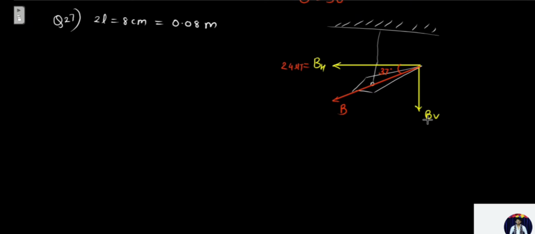We need to find out a vertical component. So here you can use tan of I, which is equal to BV upon BH. So BV will be equal to tan of I, that is tan of 37, multiplied by BH, which is given, so 24 into 10 raised to minus 6. So from here you will get BV as 18 microtesla, that is 18 into 10 raised to minus 6.